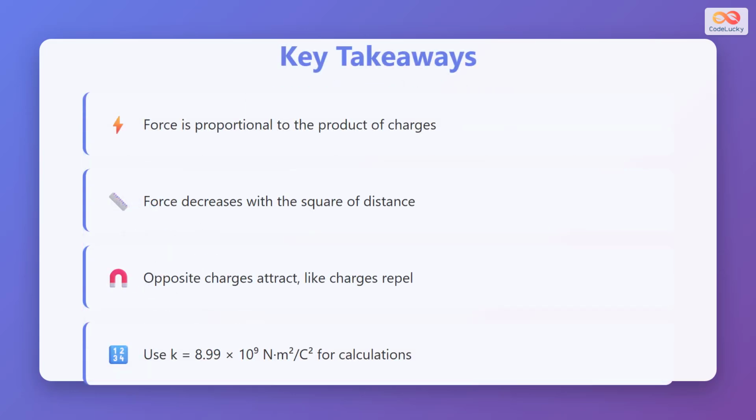Let's summarize the key points about Coulomb's law. First, the force is proportional to the product of the charges. Larger charges mean stronger forces. Second, the force decreases with the square of the distance. This inverse square relationship means force drops off rapidly as charges move apart. Third, opposite charges attract while like charges repel. This determines the direction of the force. And finally, for calculations, always use Coulomb's constant, which equals 8.99 times 10 to the power of 9 Newton meter squared per Coulomb squared. Understanding these principles gives you the foundation for exploring electric forces and fields.